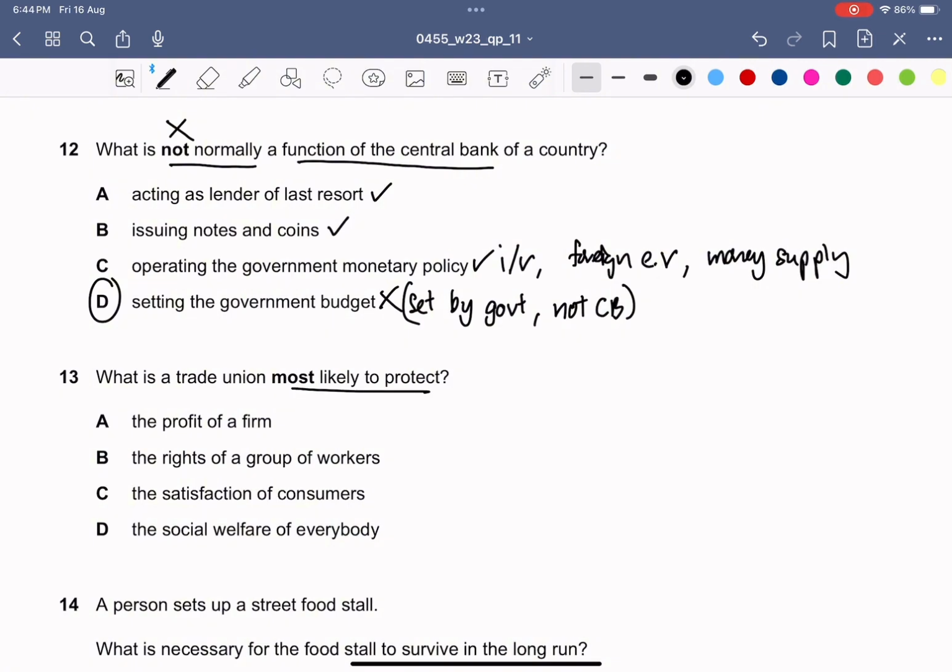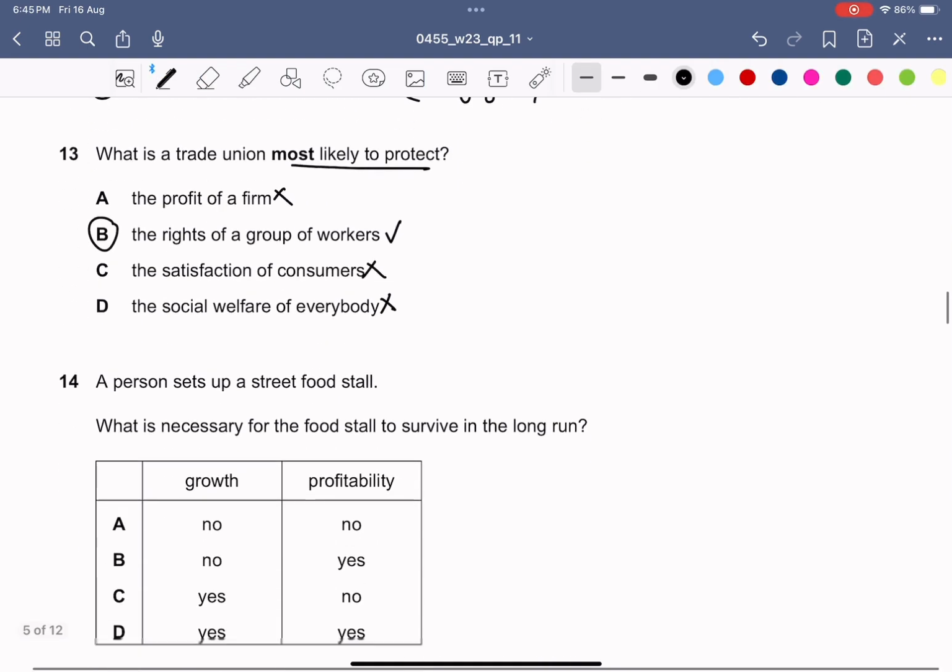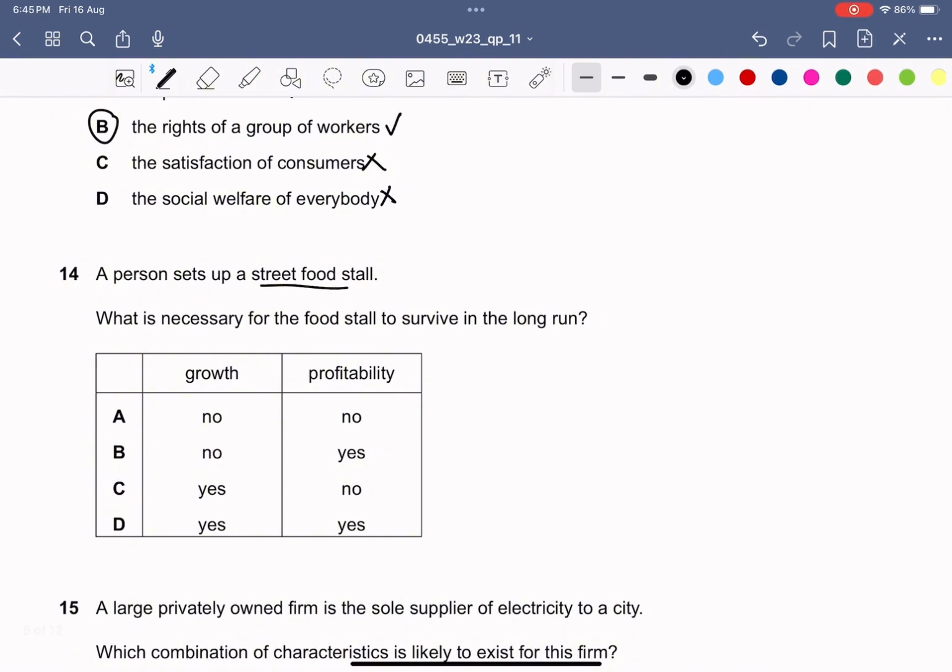13. What is the trade union most likely to protect? Yeah, it aims to protect the interests and rights of its worker members. So it's B. Really straightforward. 14. A person sets up a street food store. What is necessary for a food store to survive in the long run? First, growth. No. Because we see hawker centers in Singapore or Malaysia, their food stores all remain the same for 30 to 40 years. So actually growth is not necessary. Second, profitability. Yes, because they need to earn profit in order to sustain the operation of their business. So the answer is B.